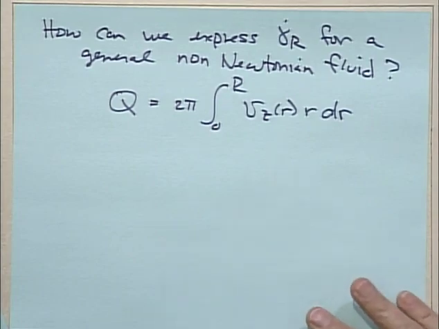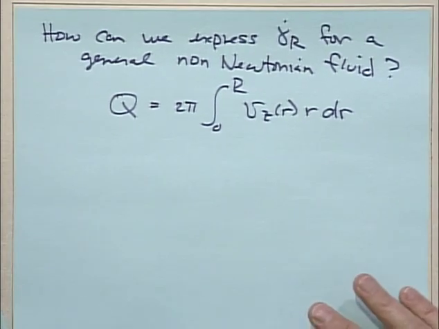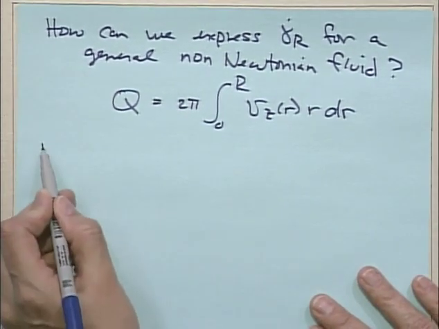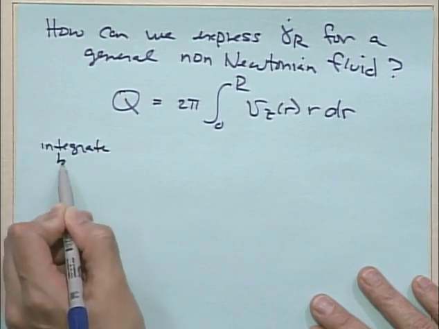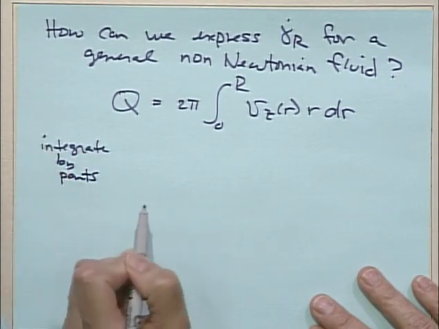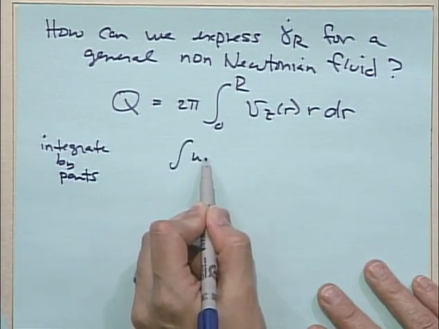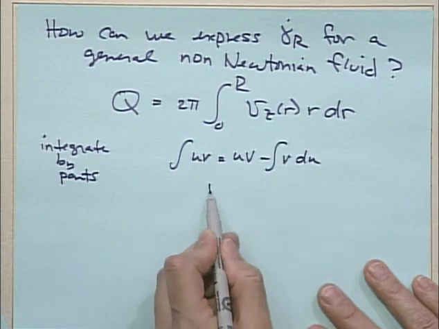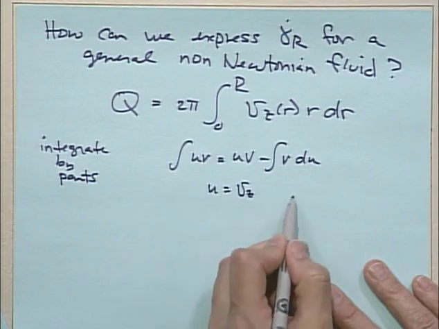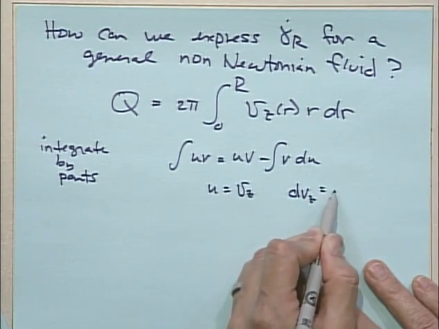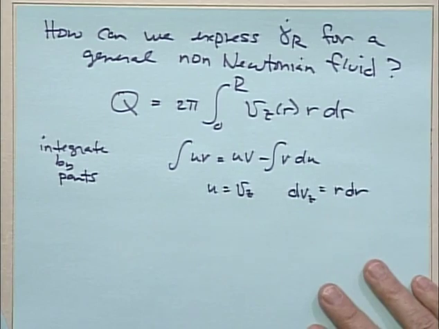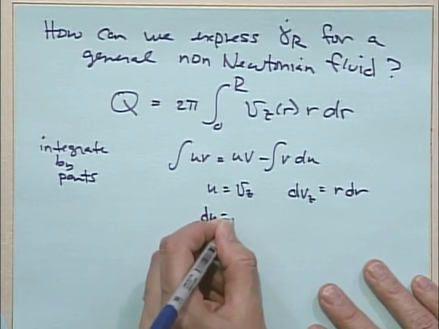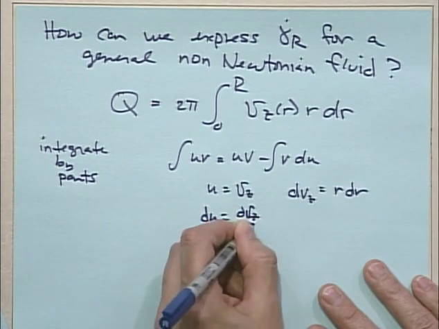We're going to play around with this a little bit using some clever calculus to get it to turn into an expression that will relate shear stress and flow rate. First, we integrate by parts. Okay, so the integration by parts is the integral of u dv is equal to uv minus the integral of v du. For u, I'm going to use the velocity. For dv, I'm going to use r dr. So that means du is equal to dvz/dr dr.